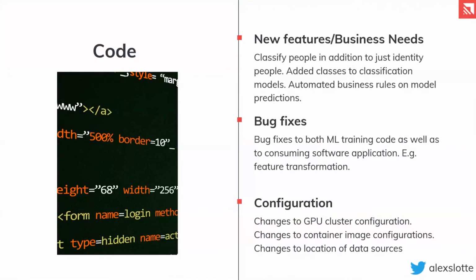Maybe we have bug fixes. Maybe our transformations of data in our training pipelines are incorrect, so we need to change that. Or maybe we will have some change in our consuming application that will also need to cause a retraining. And lastly, a very common one is configuration-based changes. This is mostly the case when you want to make sure things are performant.